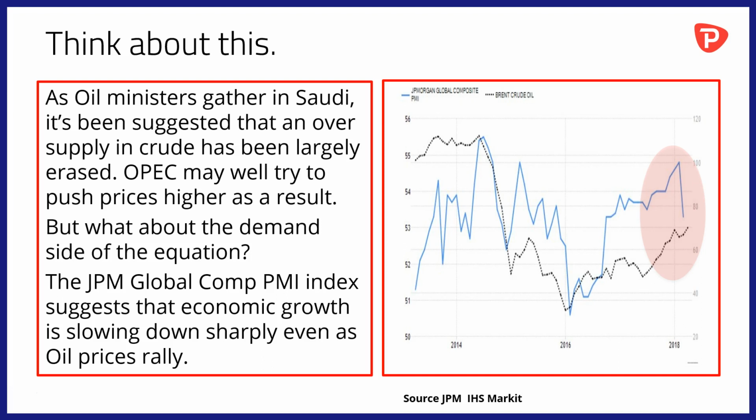For instance, the JP Morgan Global Composite PMI Index suggests that economic growth is slowing down sharply even as oil prices rally. And we can see that in the chart opposite. The blue line is the JP Morgan Global Composite PMI, and the dashed line the price of Brent crude, and the sharp downturn here in the global PMI is a sign of economic activity, or a measure of economic activity, and here the Brent crude price spiking up above 70.